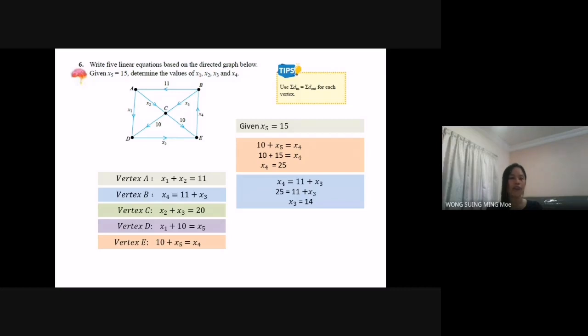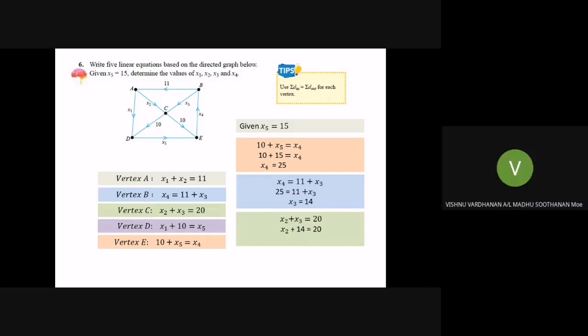Okay, so now I have S3 already. So I can substitute into the linear equation at vertex B or the linear equation at vertex C. Both have S3, right? So I just choose one of the linear equations. I substitute it in. So S2 plus S3 equal to 20. So just now S3 equal to 14. I substitute S3 equal to 14 here.